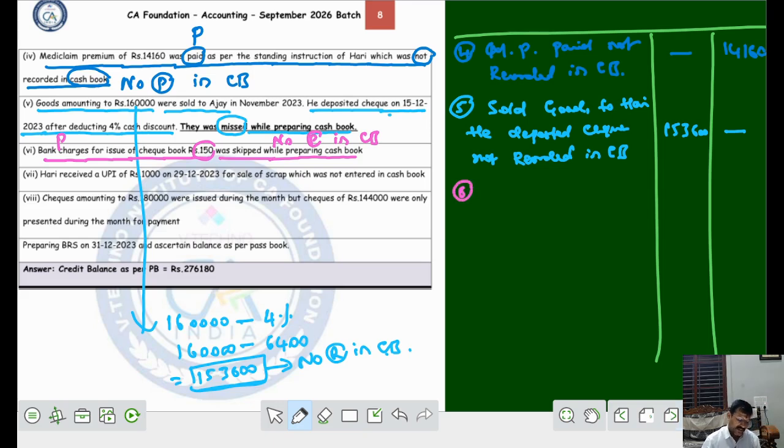What is the transaction? Bank charges not recorded in cash book. No payment in cash book, no credit in cash book. So, record it in the credit side. That is how much?